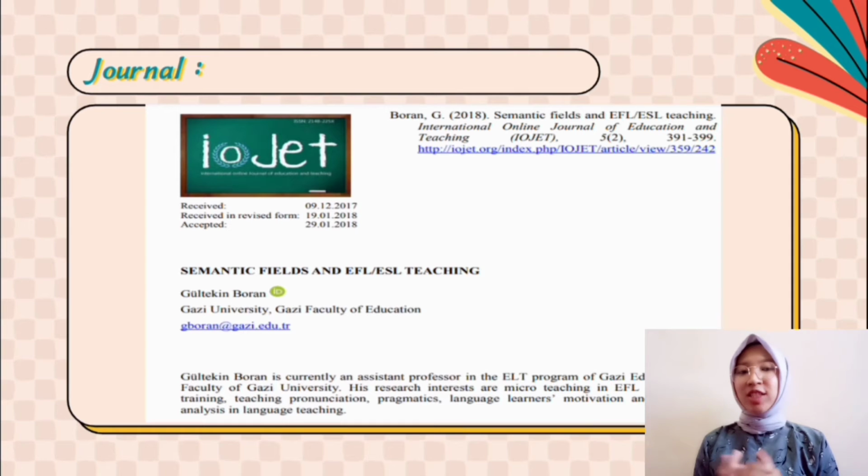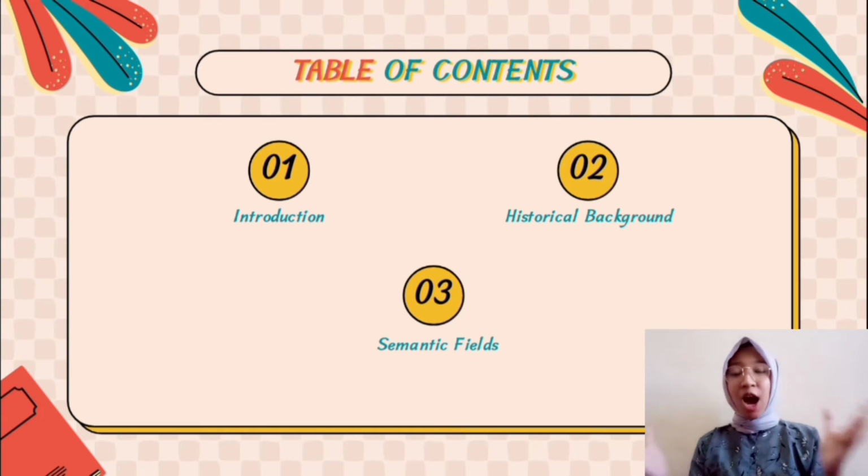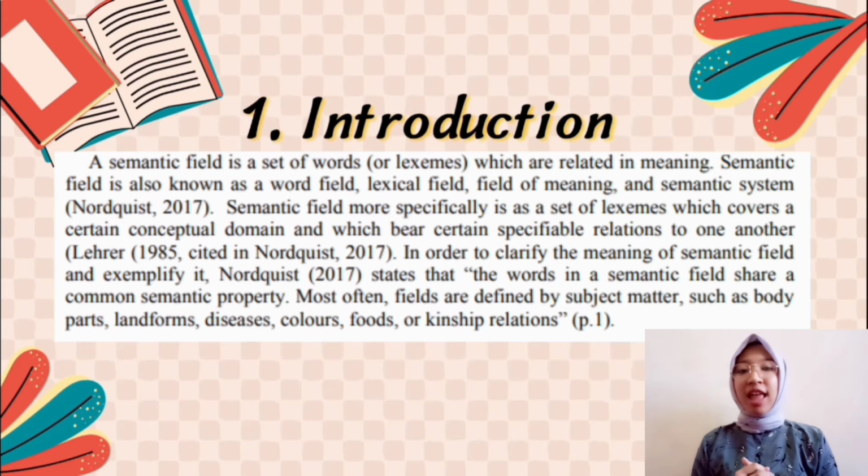Next slide is table of contents. My journal has several points in this review. There are 1. Introduction, 2. Historical background, 3. Semantic fields. Now, we move to point number 1, that is introduction. This journal provides introduction with the semantic meanings.